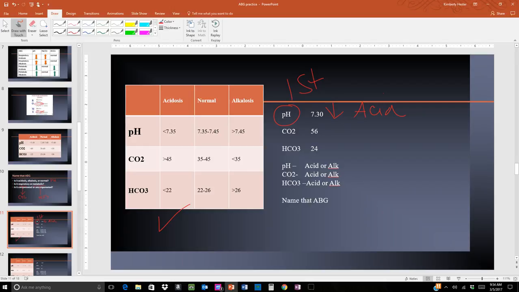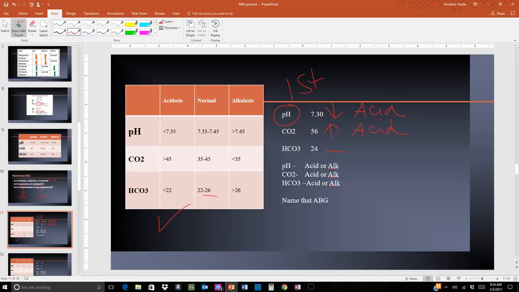Now we're going to move on to your CO2. Is that CO2 low or is it high? So we can see here that it's high. So what do you have if you have too much CO2? Too much CO2 is acidotic. All right, so we are going to put acid right there. And then we look at the bicarb, 24, and we can see that this bicarb is normal.